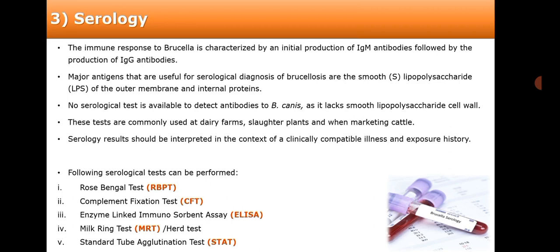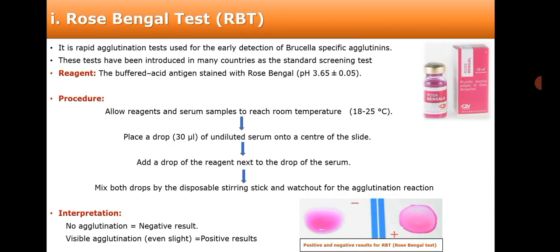The procedure includes: allow reagents and serum sample to reach room temperature. Place a drop of undiluted serum onto the center of the slide. Add a drop of the reagent next to the drop of the serum. Mix both drops with a disposable stirring stick and watch out for the agglutination reaction.